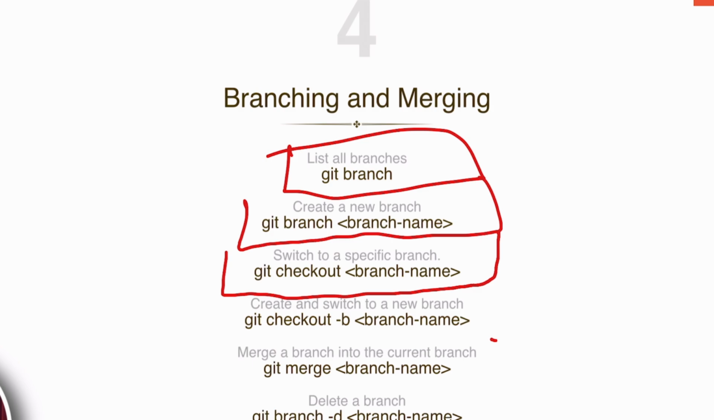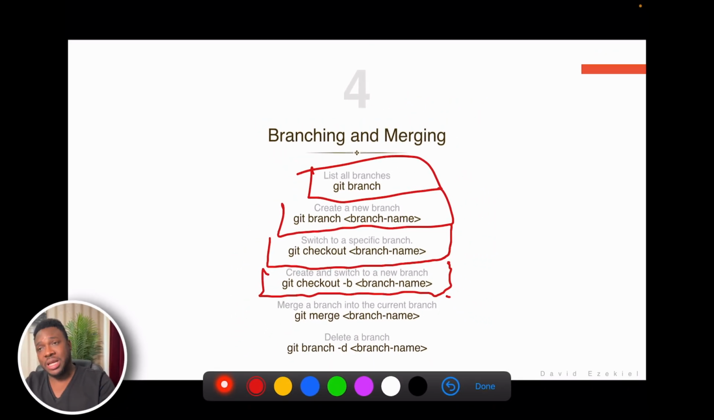Alternatively, you don't need to create a branch every time and then switch into it. You could create a branch and check out into that branch automatically. That is where you use git checkout -b and you put the branch name that you want to check out to.